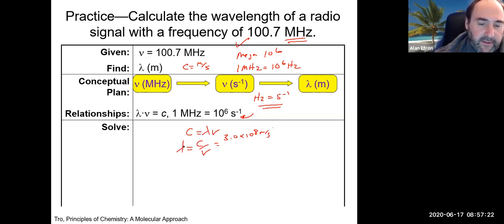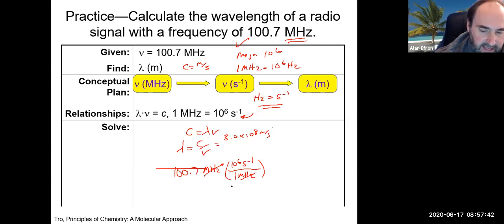But again, before we plug in our frequency, we do want to convert it. So 100.7 megahertz, and we'll use our conversion that in 1 megahertz on the bottom, there's 10 to the 6 reciprocal seconds on top. Again, these will cancel in terms of units, and that would get you 1.007 times 10 to the 8.